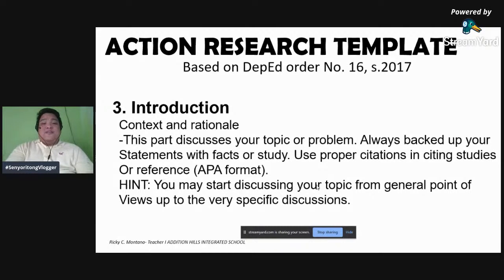You may start discussing your topic from a general point of view up to the very specific discussion. So it's like an inverted pyramid, right?